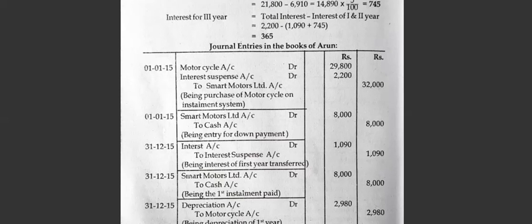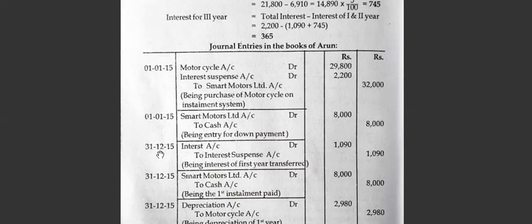Journal entries. Now journal entries in the books of Arun, we have to pass all the journal entries. The first entry is the purchase entry. So what is the purchase entry here? The entry is motorcycle account debit, interest suspense account debit, to Smart Motors account. This is in the books of purchaser. So motorcycle, this is the cash price, this is the total interest, and this is Smart Motors Limited. Now next is the down payment paid. So Smart Motors Limited account debit to cash account, 8,000 down payment.